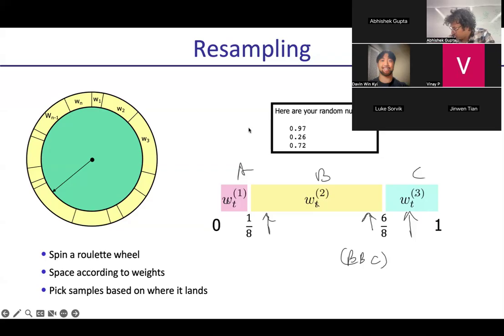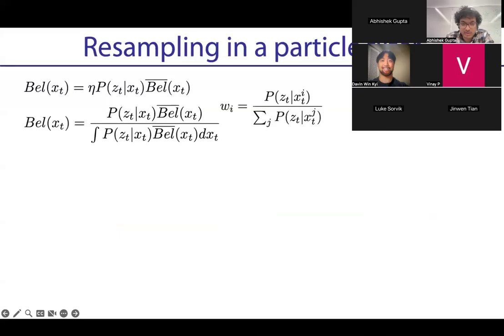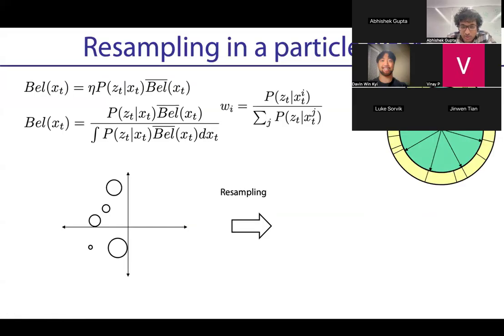Okay, so this was our concept of resampling, right? And so what resampling would look like in a particle filter is essentially you have a bunch of samples, right? And then you're just going to resample them by spinning your roulette wheel a bunch of times, and you're going to get a new set of particles, right? And so your new set of particles is going to be located in one of the same positions as the other particles, but the numbers of them can be different.